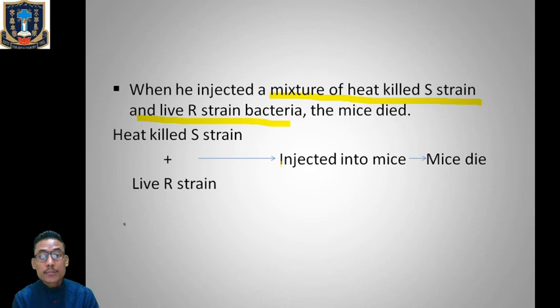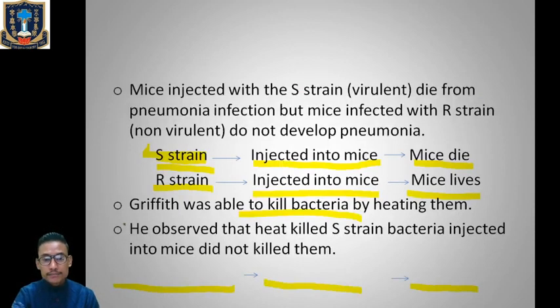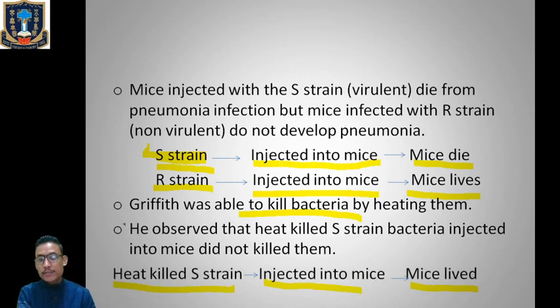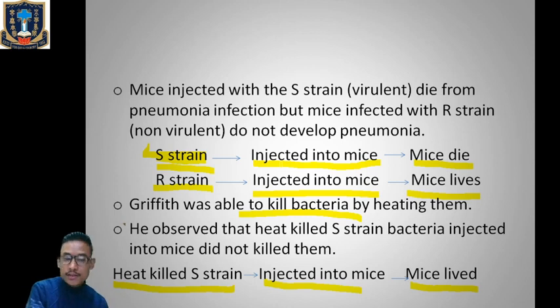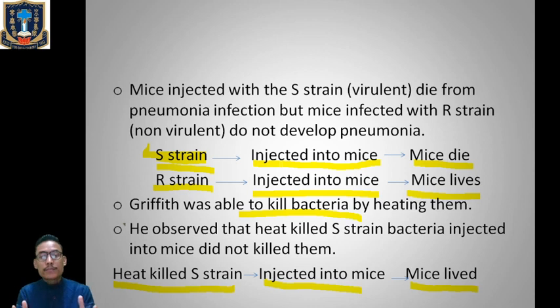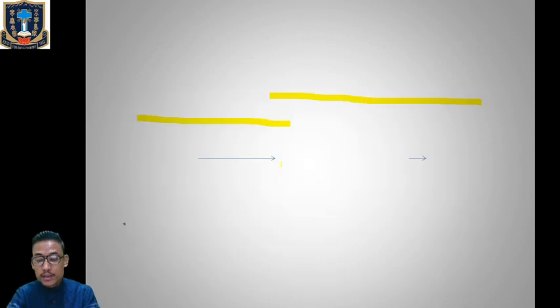Because both of them are non-virulent, and when we go back to the previous cases, we learned that when he injected heat killed S strain, the mice did not suffer from pneumonia. When he injected R strain into the body of the mouse, it did not suffer from pneumonia and remained alive. But what happens when he injected the mixture of live R strain and the heat killed S strain into the body of the mice? Did the mice suffer from pneumonia and die, or did they remain healthier and alive? This is the question for you. Just think of it. The answer.